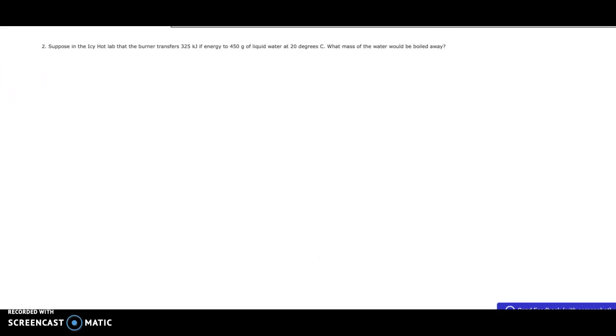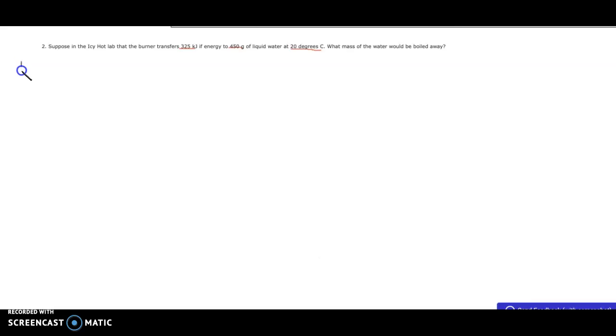All right, so the first step here is reading through the problem and determining what's really going on. So suppose in the icy hot lab that the burner transfers 325 kilojoules of energy to 450 grams of liquid water at 20 degrees Celsius.